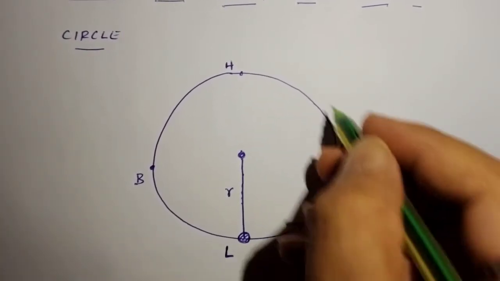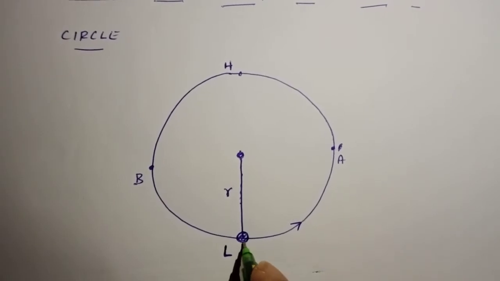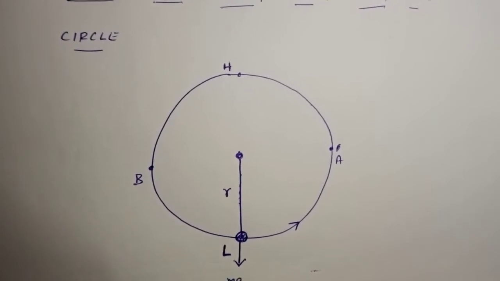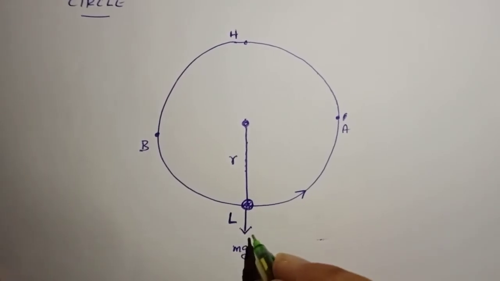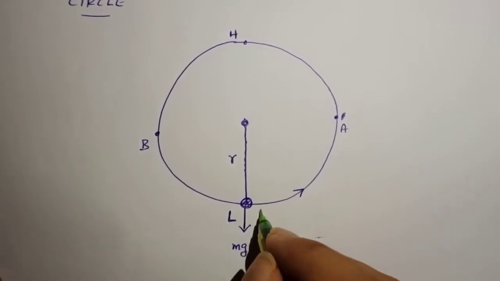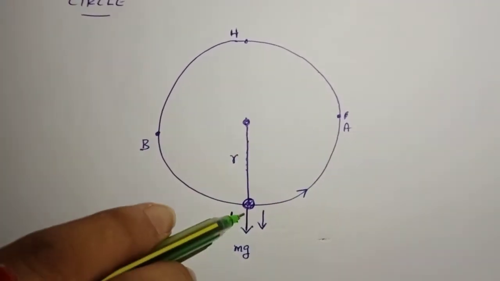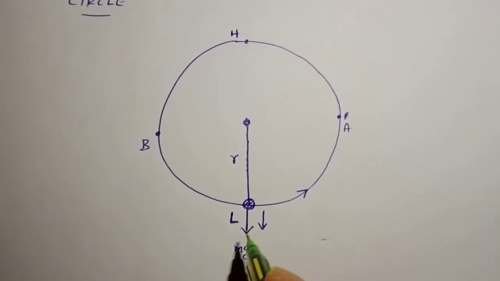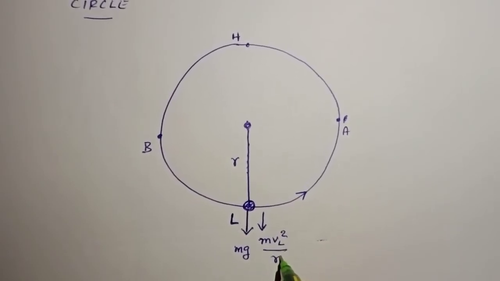Now when the stone is moving like this, in this orientation, the weight of the stone is definitely acting downwards. If the mass of the stone is m, the weight is mg, acting downwards. And the centrifugal reaction is also acting outwards, because when you are taking a turn in a car, you are thrown outwards. The pseudo force, centrifugal reaction, is acting outwards, so that will be mvL square divided by r.